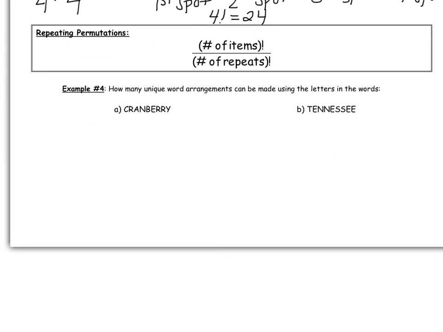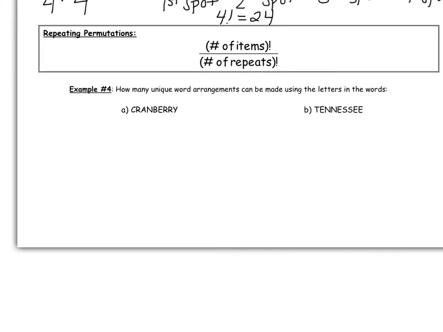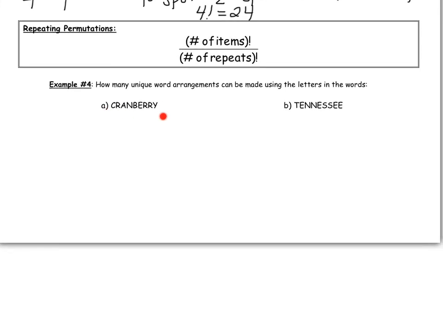How about repeating permutations? How many unique word arrangements can be made using the letters in the word, let's say, cranberry? There are 9 letters in the word cranberry, and I want to know how many different ways I can arrange them. If all of the letters were different, we could do 9 factorial. But since there's a repeat, what do I mean by repeat? Look at this. There's 2 R's. So since there are 2 R's, we can't have the same thing, so we have to divide out by 2 factorial. And that 2 factorial is for the repeating R's.